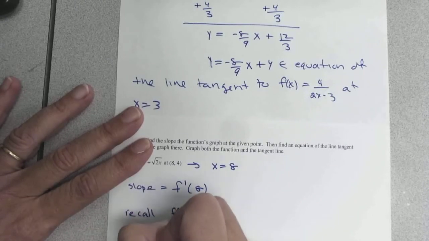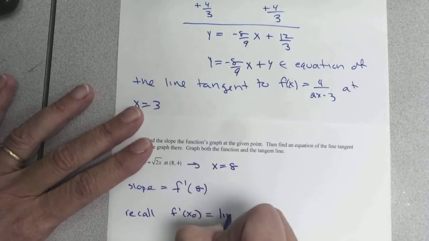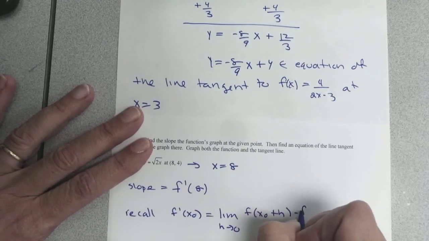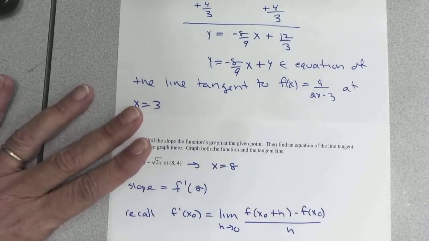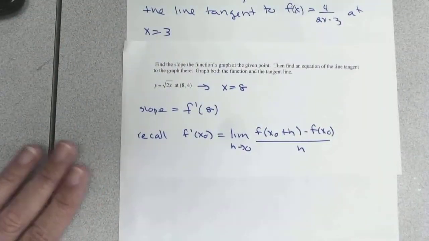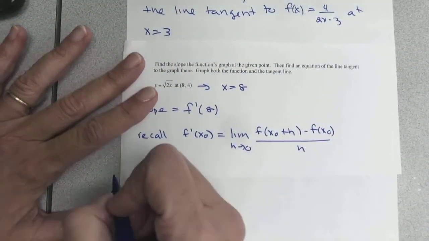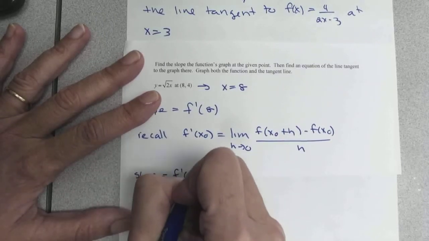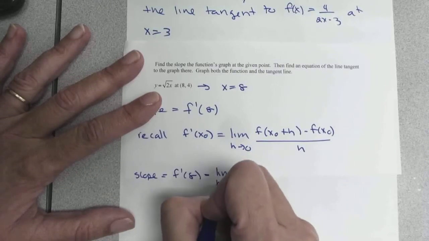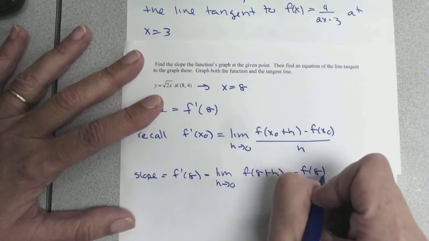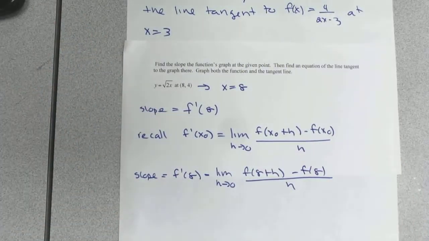And so recall, f prime of x naught is the limit as h goes to 0 of f of x naught plus h minus f of x naught all over h. You do not need to memorize that formula. There will be a formula in the next section that I want you to memorize. So for this particular problem, my slope is going to be f prime of 8, which is going to be the limit as h goes to 0, f of 8 plus h minus f of 8 all over h. And now we just start working this out.